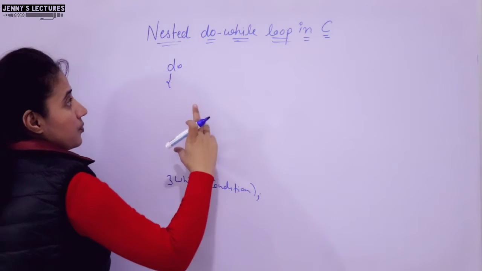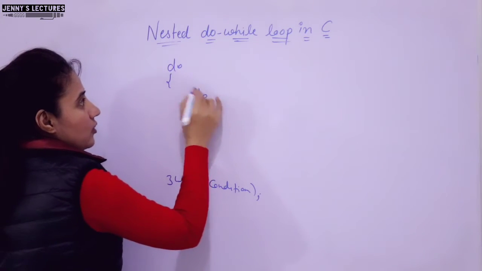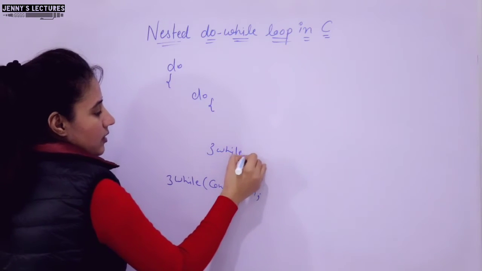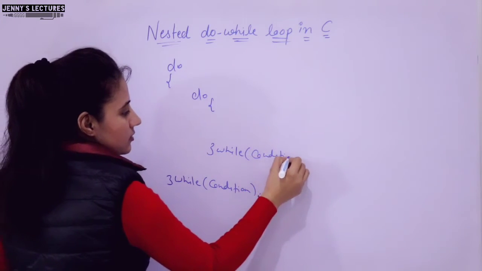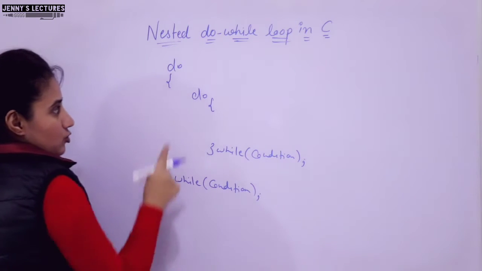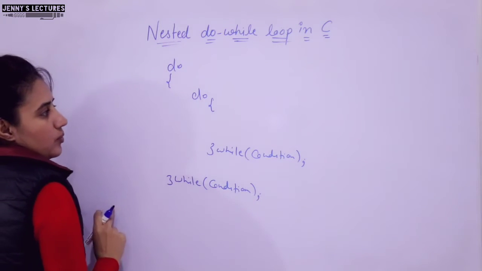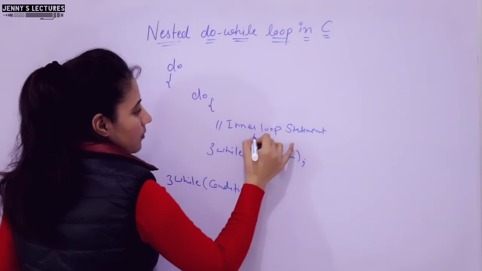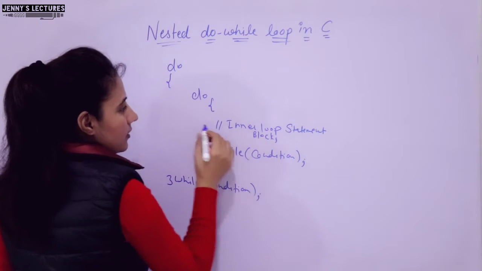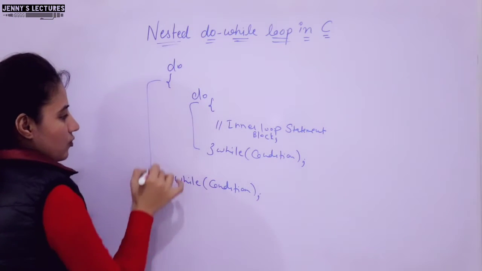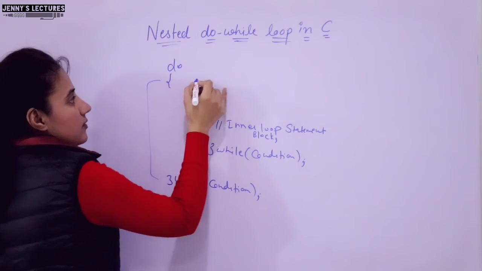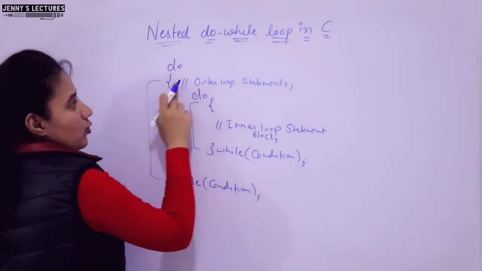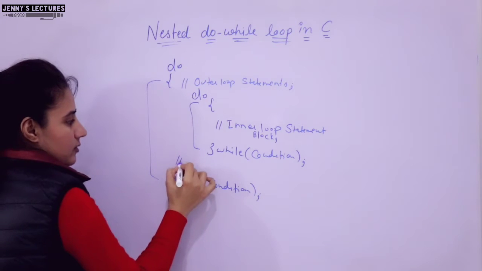Now again one more loop I am writing within this do while. So one more loop, this is the syntax, right? So this is nesting of do while loop, right? This is, you can say, the inner loop statement block, right? This is the inner loop and this is the outer loop. So here you can write outer loop statement, here also you can write outer loop statement.